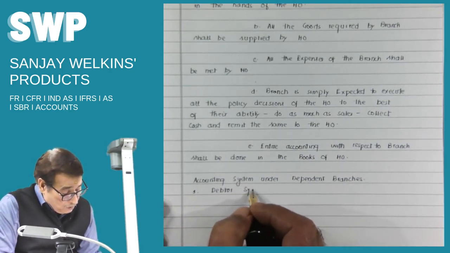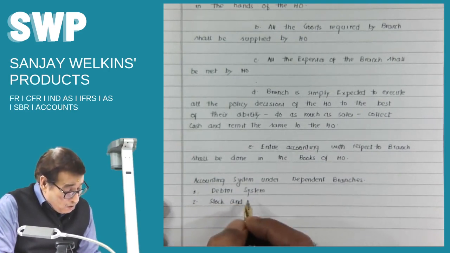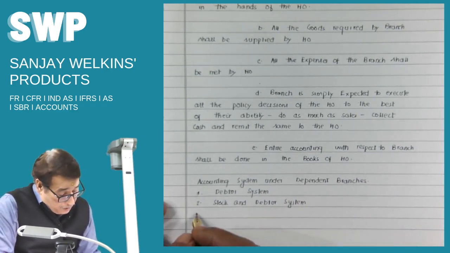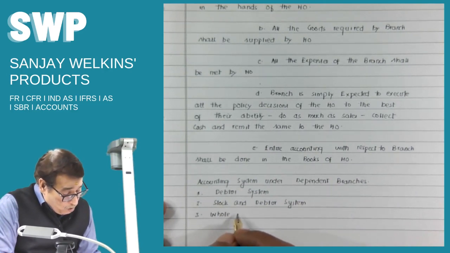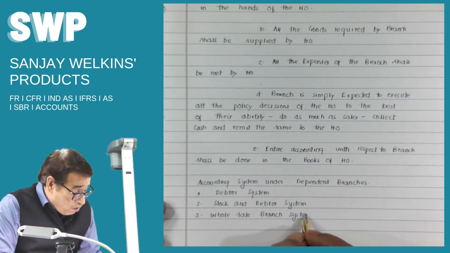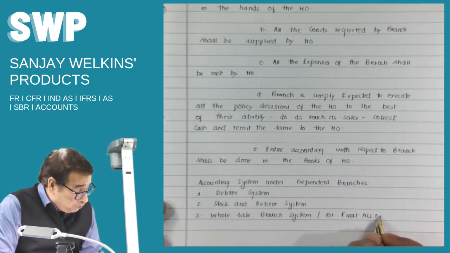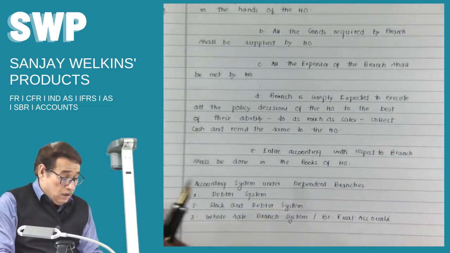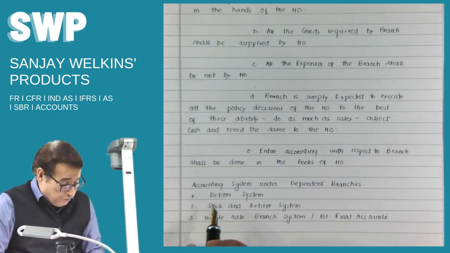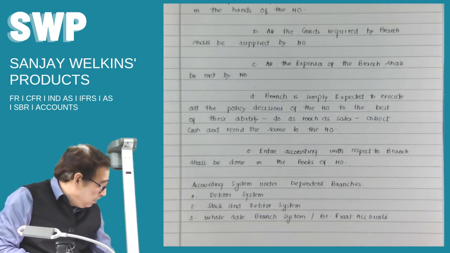One is known as debtors system. Then we will see the stock and debtors system. And then there will be wholesale branch system. That is branch final account system. Branch final accounts also, you can say. Some people keep branch final accounts as a separate category, no problem. Basically, we will see that there are several systems and prominent among them are debtors system, stock and debtors system and wholesale branch system as far as accounting systems under dependent branches are concerned.